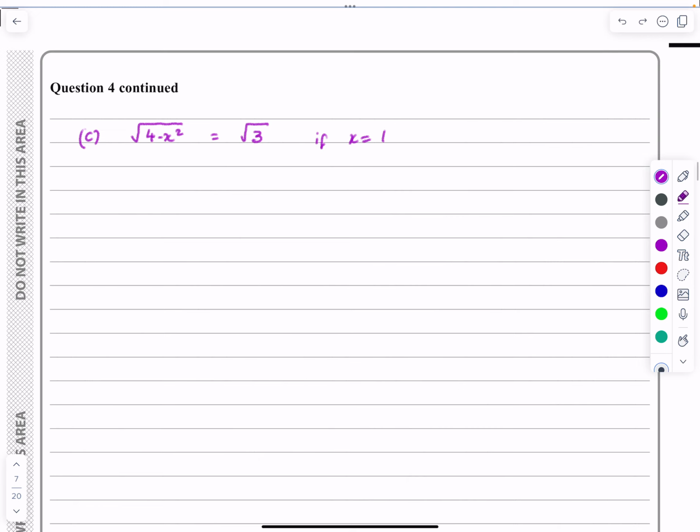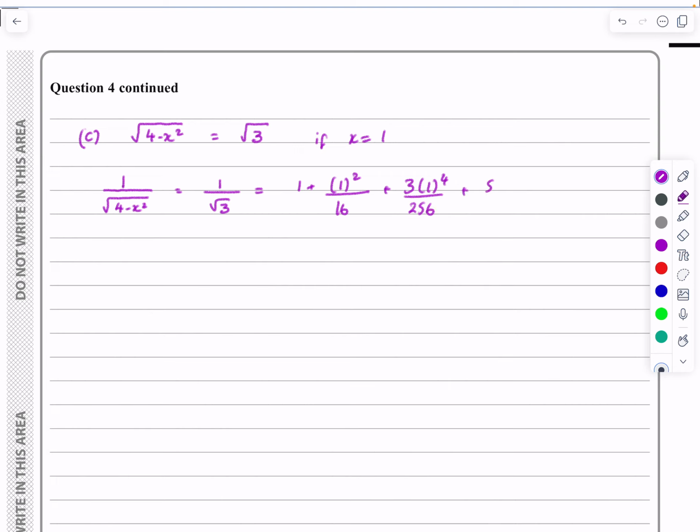Okay, so if that's true, then go back to what we had originally: 1 over root 4 minus x squared is going to give me 1 over root 3. So when I get my answer here, which I'm going to get by putting 1 in, 1 plus 1 squared over 16 plus, oh sorry, there's 3 lots of that, isn't it? Plus 3 lots of 1 to the 4 over 256 and plus 5 lots of 1 to the 6 all over 2048.